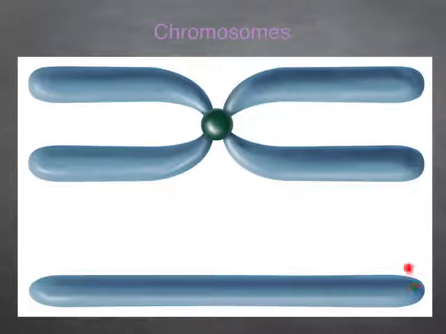This is an unduplicated chromosome. You would find this chromosome at the very end of mitosis and into the G1 phase of the cell cycle. This is a duplicated chromosome. This individual chromosome has undergone duplication. This would be found at the end of the synthesis phase of the cell cycle and through G2 into mitosis.